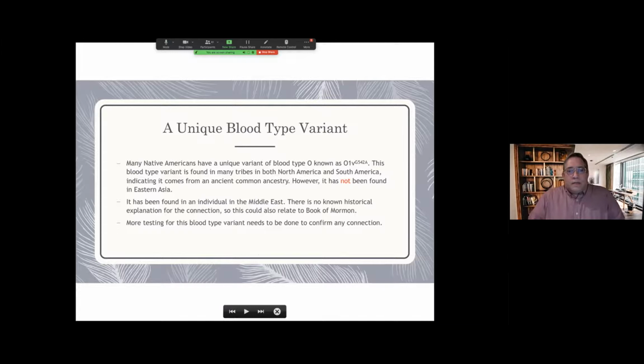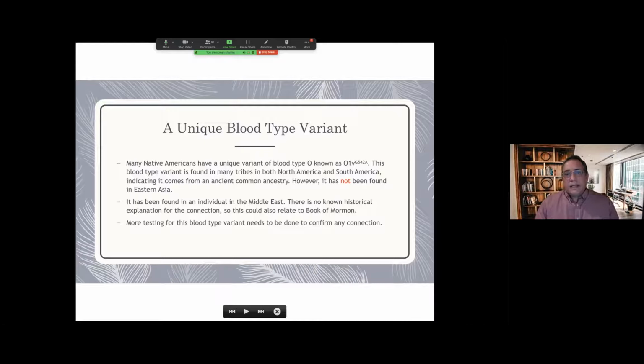In addition, with the blood types, many Native Americans have a unique variant of blood type O. It's known as O1VG542A. Okay, so it's a variant of blood type O. It doesn't have any functional impact on the blood type. It's still blood type O. It's what's called a neutral variant, but it's something that they can test for ancestry.